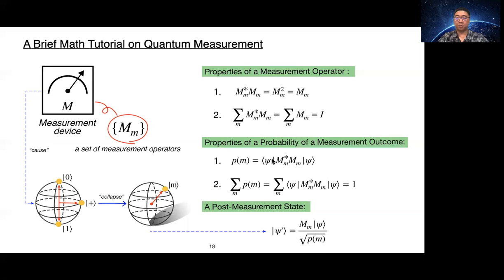So we can compute the probability of the measurement outcome and the post-measurement state. What I have explained so far is a brief math tutorial on quantum measurement.